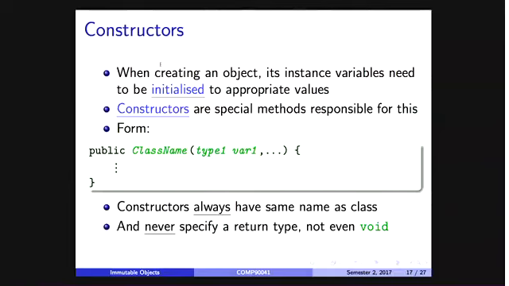A constructor is special because it gets called when the object is first being created. The object doesn't even exist to send it any messages. So it's special and it's wired into the new construct in Java. When you say new Person, what that's going to do is allocate enough memory to store a person, and then it's going to execute the constructor.